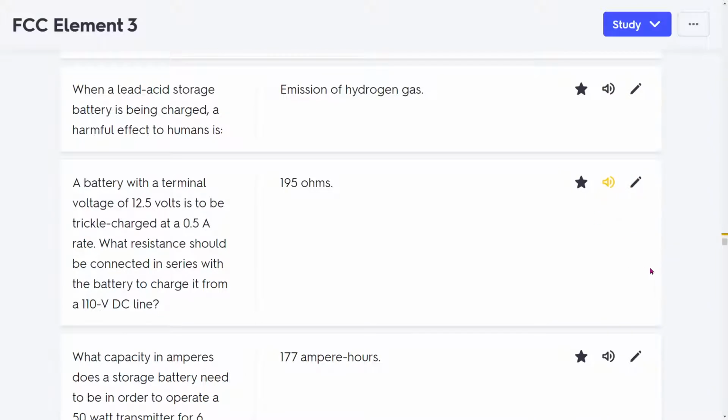A battery with a terminal voltage of 12.5 volts is to be trickle charged at a 0.5 A rate. What resistance should be connected in series with the battery to charge it from a 110 VDC line? 5 ohms.